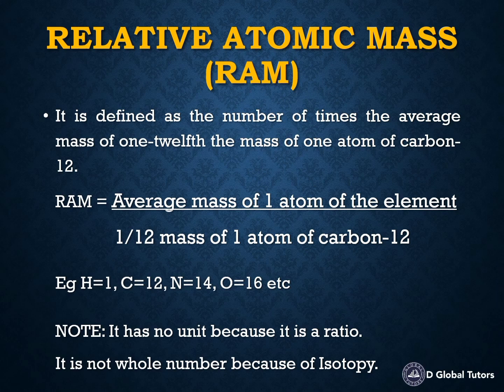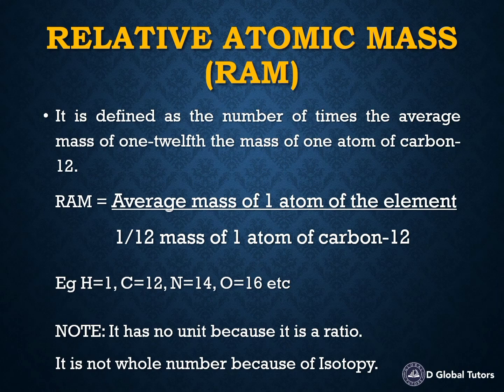One thing you need to note is this: relative atomic mass does not have any unit. You may ask, why does relative atomic mass not have a unit? It is because it is a ratio. Relative atomic mass is showing the ratio between the average mass of one atom of the element and that of 1/12 mass of one atom of carbon-12. So because it is a ratio, it has no unit.